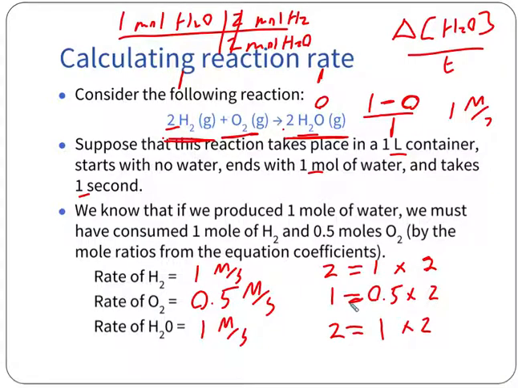Turns out that if you have a balanced chemical equation, if you know how to balance it out, you can find the relationship between the reaction rates of each of the substances. They're just related by the mole ratio. And so this ends up being a really good way that we can convert from one to another.